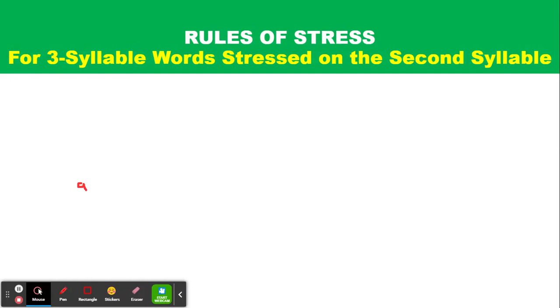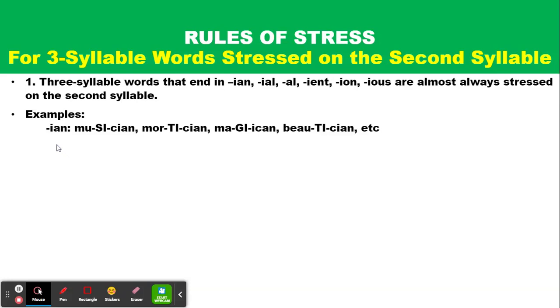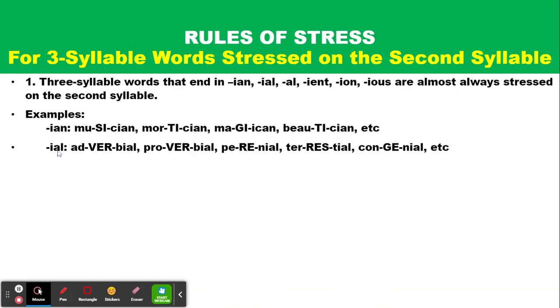And now we want to look at rules of stress for three-syllable words stressed on the second syllable. Now, the rule that applies here is that three-syllable words that end in IAN, IAL, AL, IANT, ION, IOUS are almost always stressed on the second syllable. So let's look at examples. Those that end in IAN, we have musician. Take note of the second syllable. Mortician, magician, beautician.